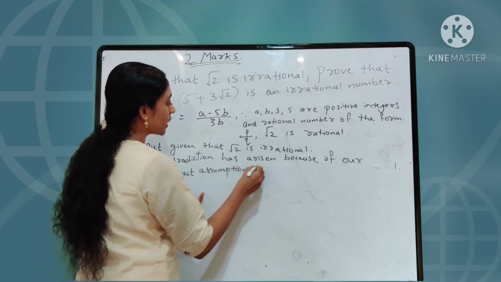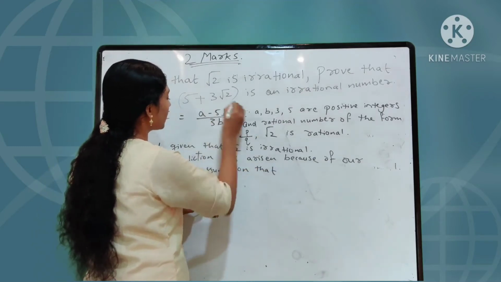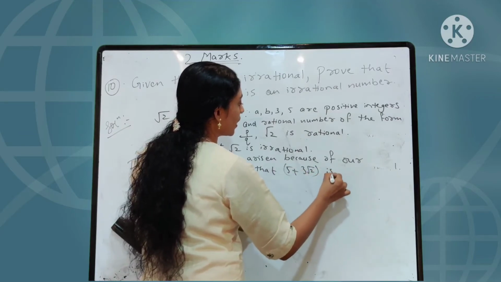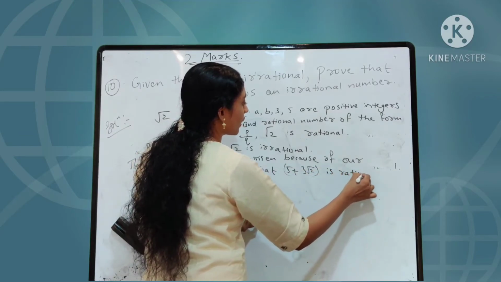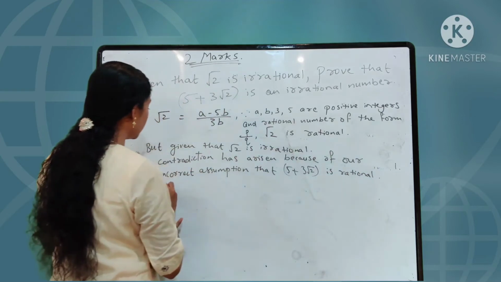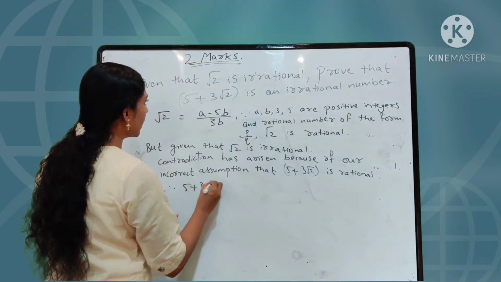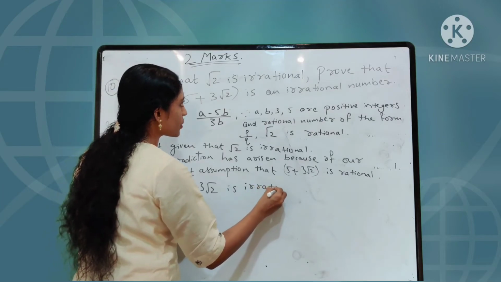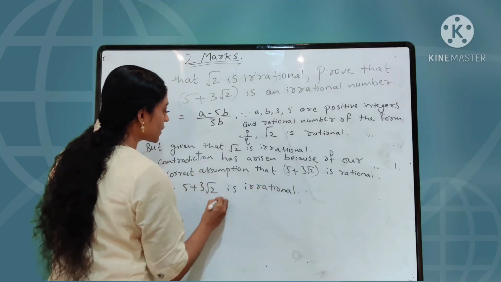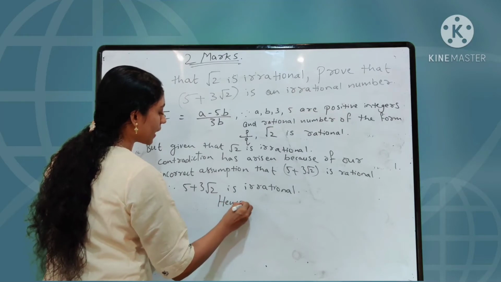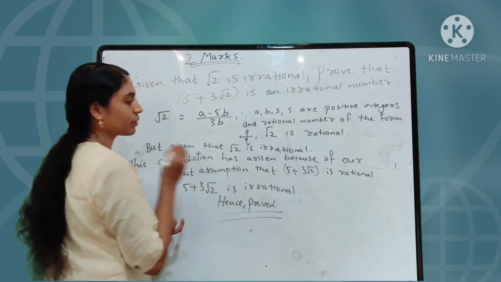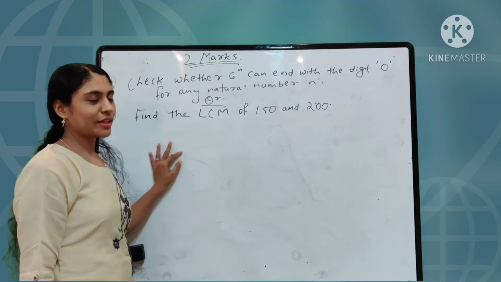What was our incorrect assumption? That this number, that is 5 plus 3 root 2, is rational. Therefore, we can conclude that this number, that is 5 plus 3 root 2, is an irrational number. So the question is to prove, so you have to write in the last step: hence proved. Got it? Going to the next question.